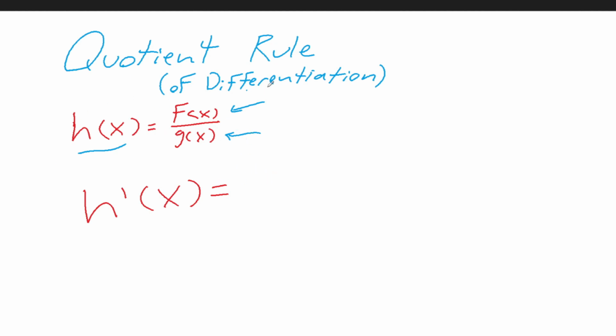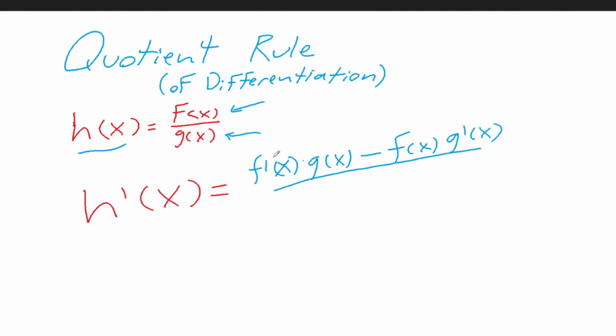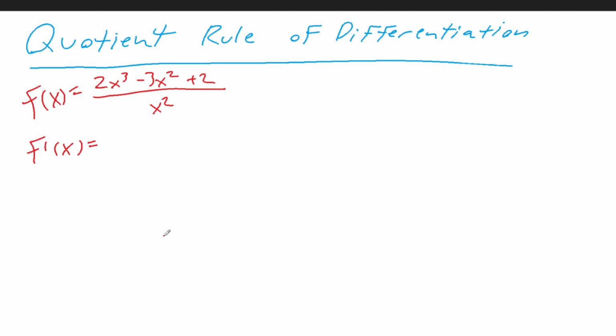So the quotient rule, written out in full, is going to be f prime of x, or the derivative of the top, times the bottom as it is, or g of x, minus the top as it is, times the derivative of the bottom, so g prime of x. And then that's all going to be divided by the bottom squared, so g of x squared. And that's the quotient rule of differentiation. So let's look at an example.